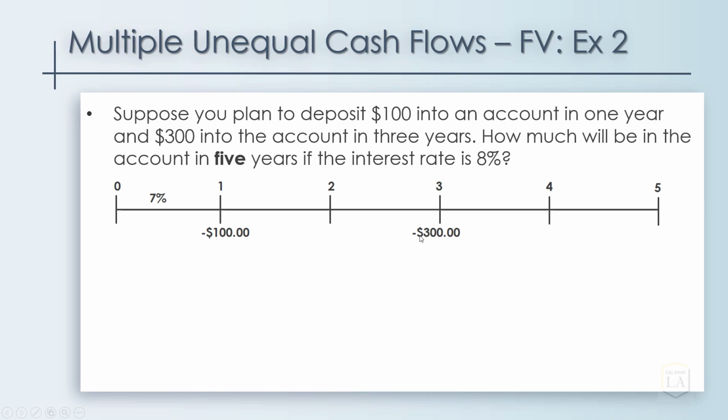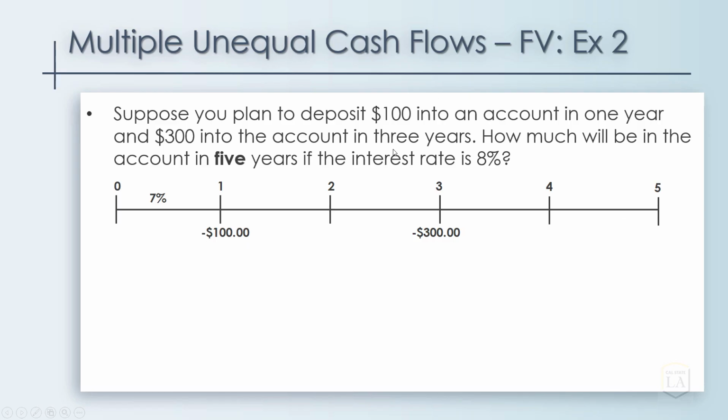And the difference here from the first one is that you're going to check out the amount at the end of the fifth year. So basically the length of the time period is 5 years instead of 3 years, which was the case for the first example. All right, so how much will that be in 5 years?